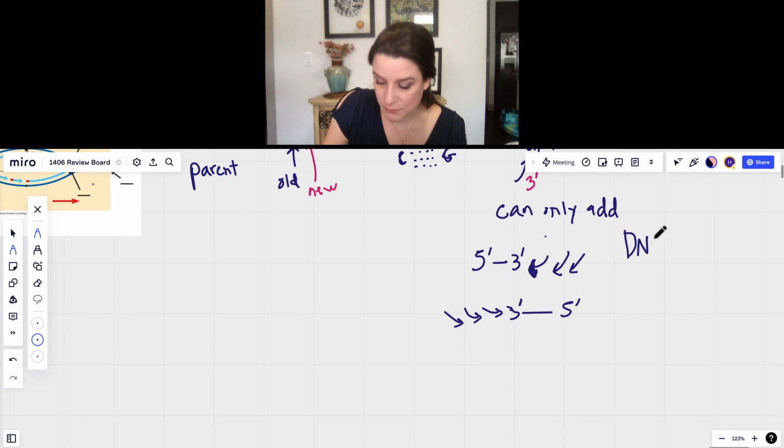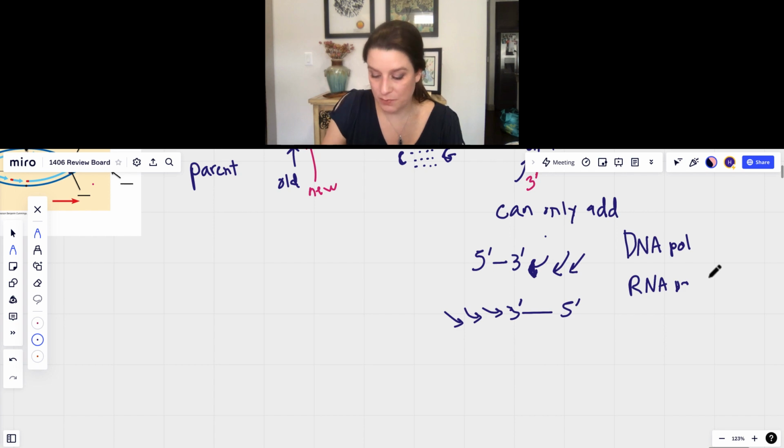So DNA polymerase, that's what you build new DNA with, can only add on to 3' sides. RNA polymerase, which is transcription, so that's what you build RNA with, can only add on to 3' sides.